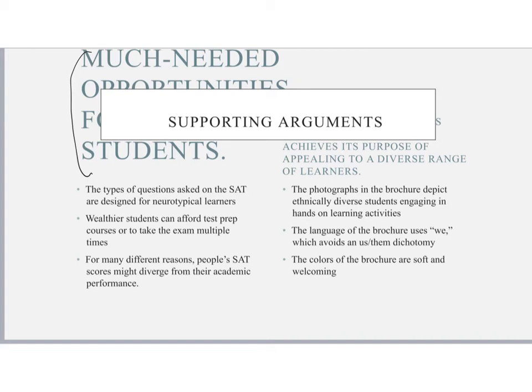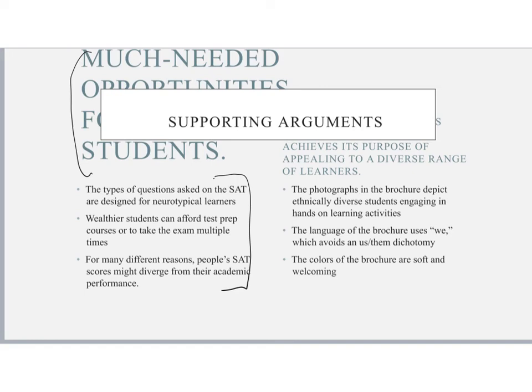The types of questions asked on the SAT are designed for neurotypical learners. That might be one claim. Wealthier students can afford test prep courses to take the exam multiple times. For many different reasons, people's SAT scores might diverge from their academic performance. These could all be topic sentences for paragraphs in this first argumentative or expository essay.